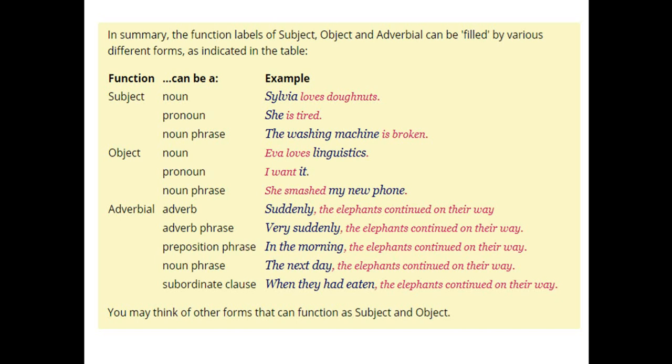When they had eaten, the elephants continued on their way. Here is an adverbial as a function, when they had eaten, expressed with a subordinate clause. So this is an example of how functions can be expressed by different forms. You may think of other forms that can function as subject and object of the sentence.